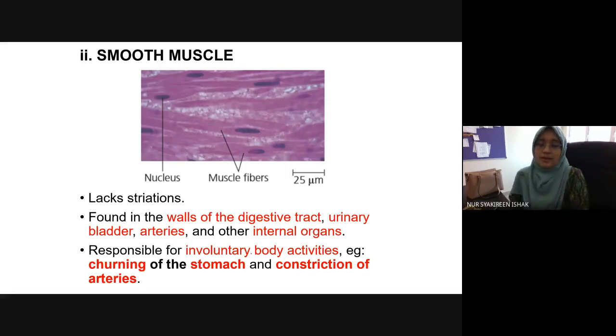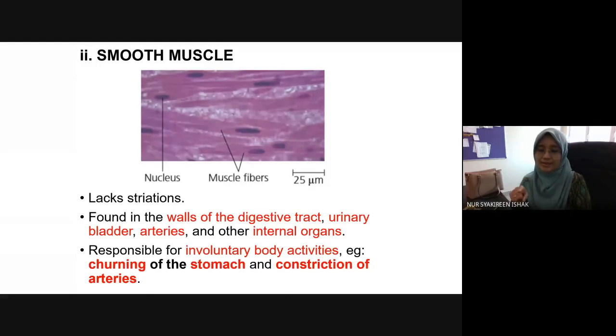And then next one is smooth muscle. So dia punya smooth muscle bukan macam heart tadi ataupun skeletal muscle. It is not striated, dia bukan berjalur. And then found in walls of the digestive tract, urinary bladder, arteries and other internal organs. Kalau artery is your blood vessels kan, so your blood vessels can apa? Vasoconstrict and vasodilate. Constrict and dilate. Okay, so vasoconstriction and vasodilation adalah disebabkan oleh smooth muscle.